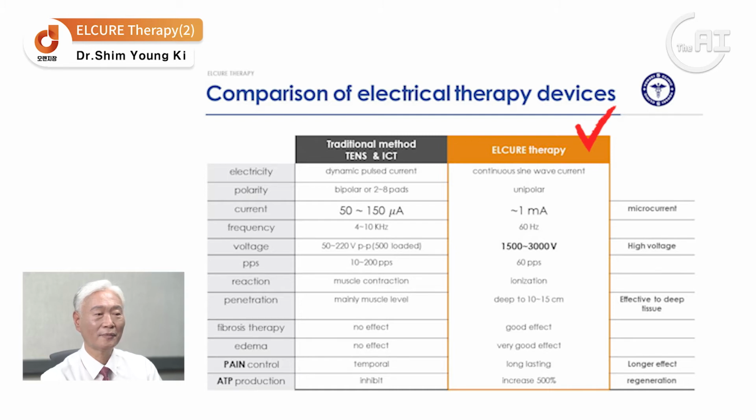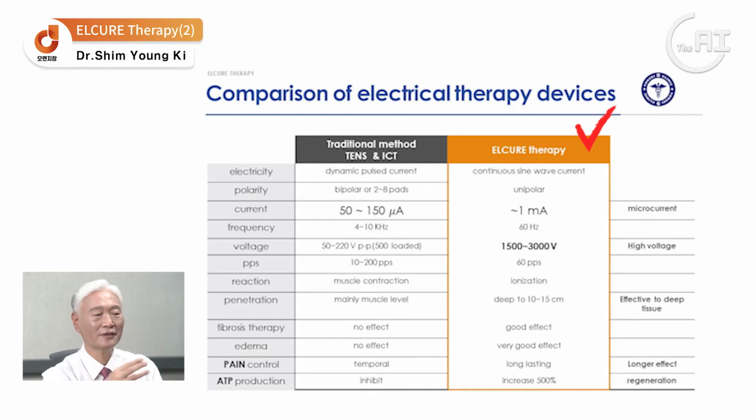Most electrophysiotherapy devices use dynamic pulsed current, but ELCURE uses continuous sine wave current. The power of the current is 50 to 150 microamperes, but ELCURE is stronger, under 1 milliampere. Most electrical devices use 50 to 220 volts, but ELCURE therapy uses 1000 to 3000 volts. That is the main difference. Conventional therapy machines focus on muscle contraction, but ELCURE is ionization. Many focus on the muscle, but ELCURE goes very deep, 10 to 15 centimeters, and becomes a charging effect. Conventional therapy has no charging impact.